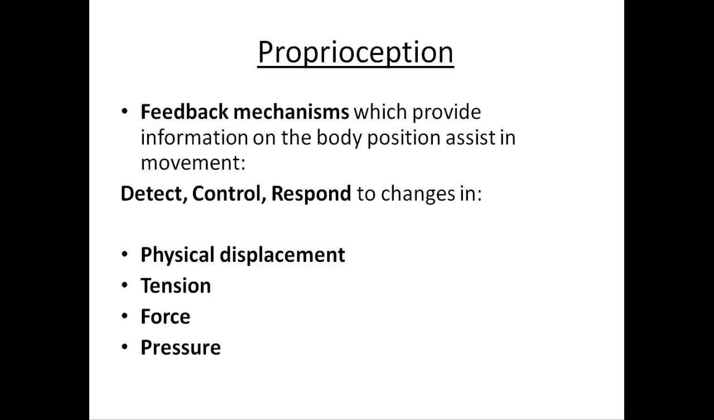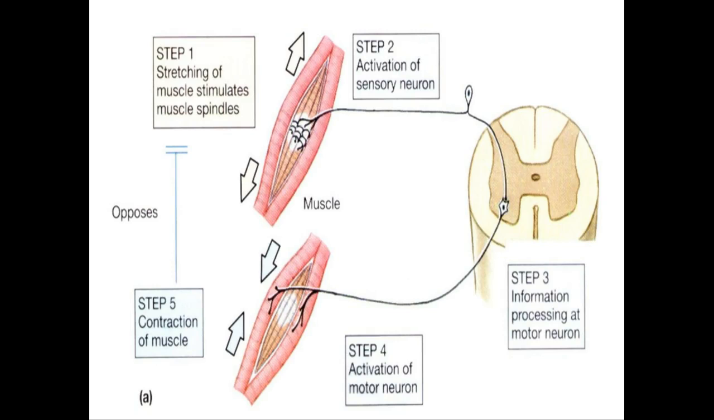Proprioception. Feedback mechanisms which provide information on the body assist in movement. They detect, control, and respond to changes in physical displacement, tension, force, and pressure. So there's an example. Okay, step 1, we've got stretching. Stretching of muscles stimulates muscle spindles. Step 2, we've got activation of sensory neurons. Step 3, the information is processed at the motor neuron. Step 4, we've got activation of the motor neuron. And step 5, we've got contraction of the muscle.